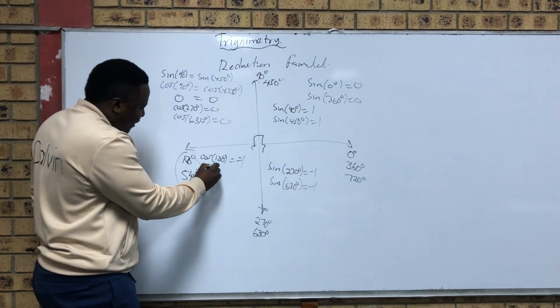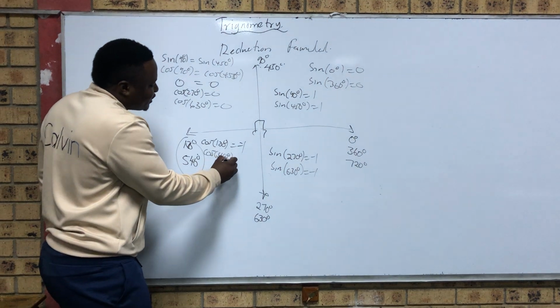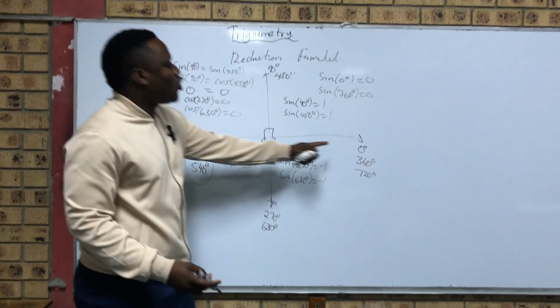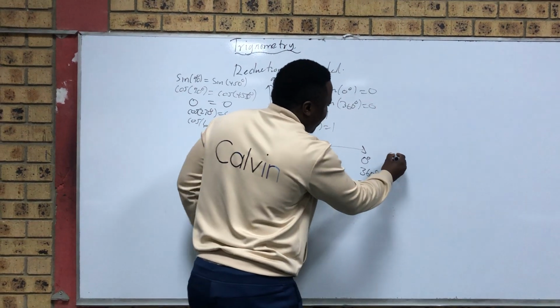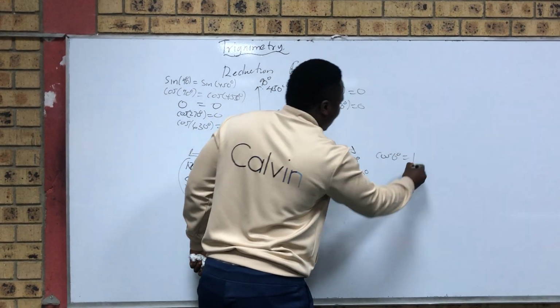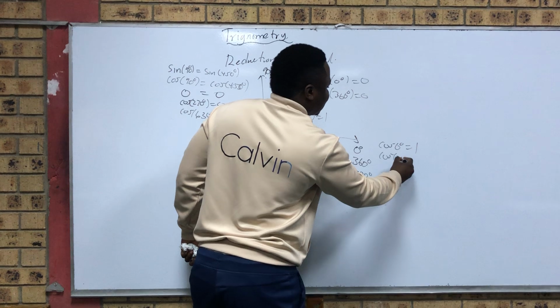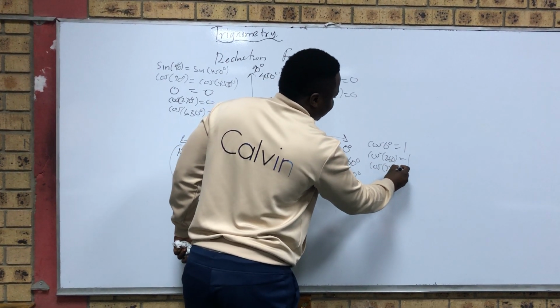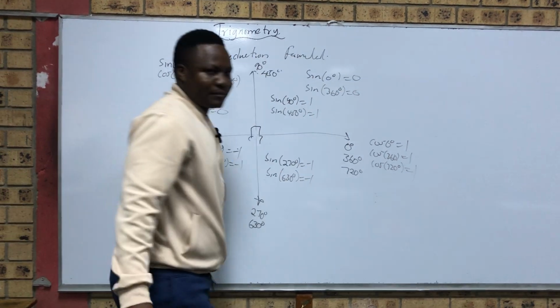And then cos of 540 degrees is going to be negative 1. But then cos of these angles that are here, let's say cos of 0, is 1. Cos of 360 degrees is 1. Then cos of 720 degrees is 1.